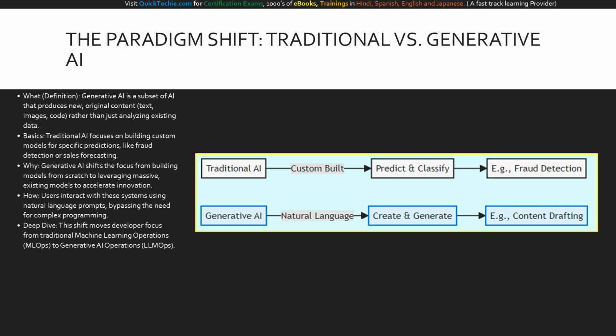Now, follow the bottom path representing generative AI. Notice the transition in the input method. It utilizes natural language instead of raw code. The output engine completely shifts to creation and generation, enabling broad applications like drafting documents, summarizing meetings, and translating languages. This visual perfectly encapsulates why generative AI is scaling so rapidly across enterprises. It removes the technical bottleneck of custom model creation and replaces it with intuitive, conversational interaction.